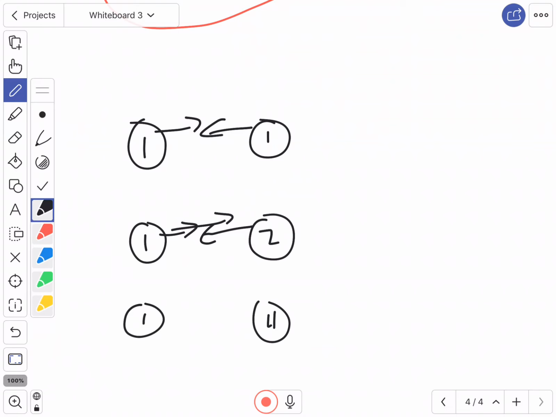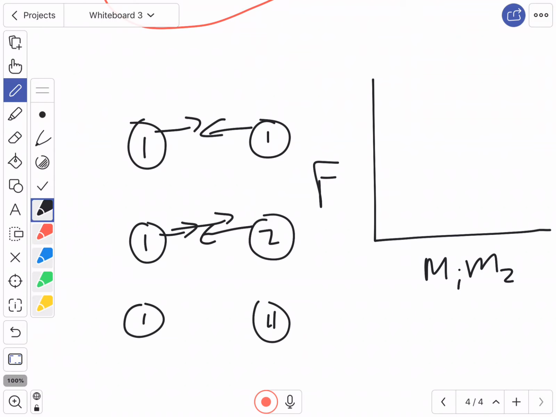You graphed that and created a graph of the product of the masses, M1 times M2, with the force. And you should have gotten a line that looks something like this.